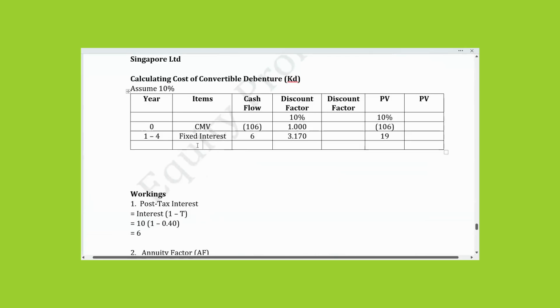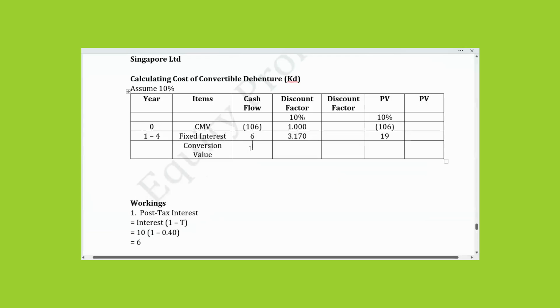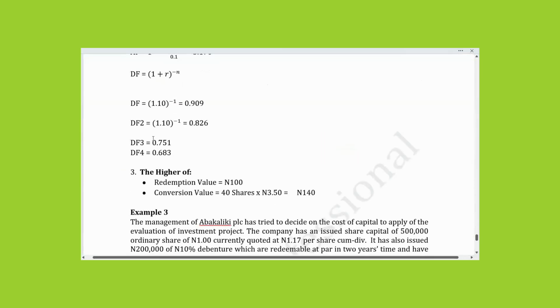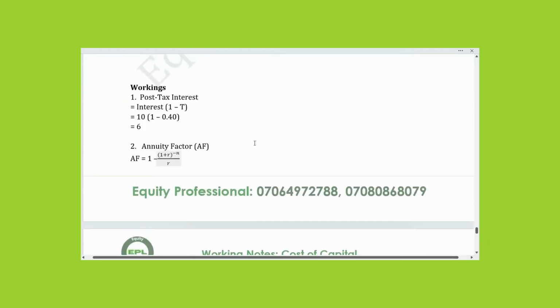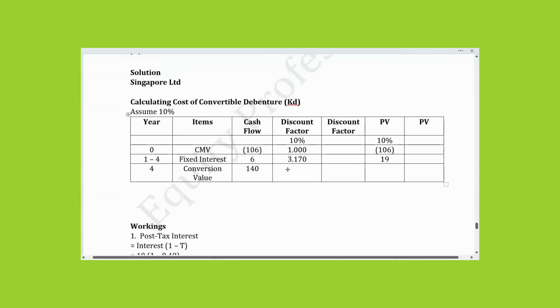So I will then come here, conversion value, because conversion value is higher than redemption value. Here is 140 naira. So this is for year 4. Then I need to calculate the discount factor for year 4, using the same formula that I've given you here. You already have it here. That's 0.683. I expect that at your end, you use your calculator to check it the way I'm calculating it so that you follow through.